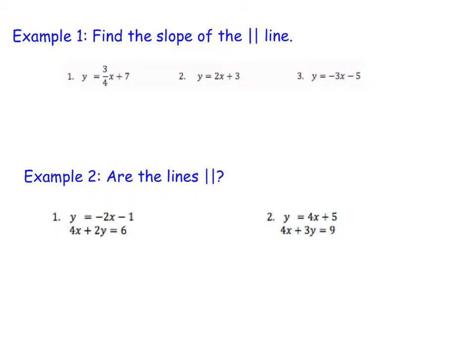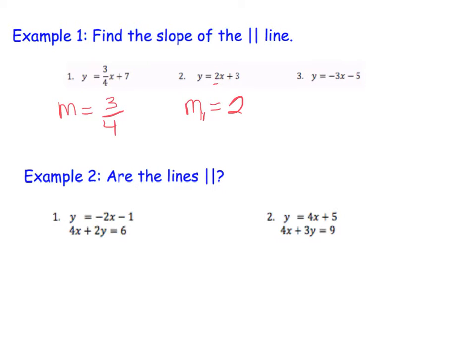Now we'll do it on paper. In example 1, we are asked to find the slope of the parallel line. So looking at number 1, what do you already know about the slope of the line that's going to be parallel to it? Hopefully you said you know the slope is going to be 3/4. For number 2, what is the slope of the parallel line going to look like? Well, since the slope of example 2 is 2, the slope of its parallel line will also be 2.